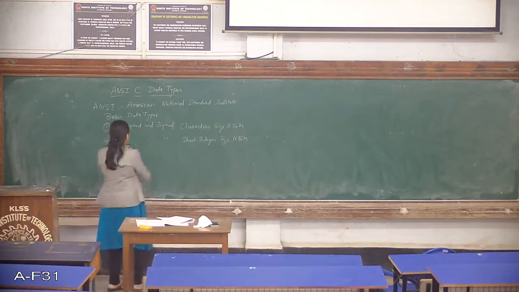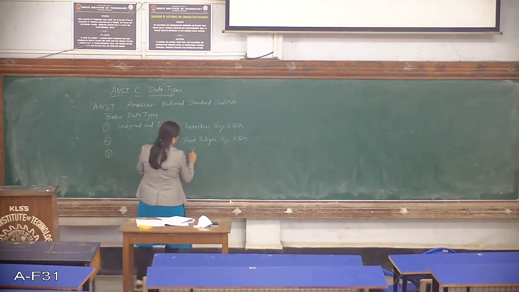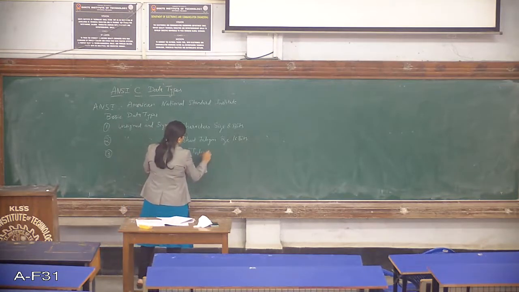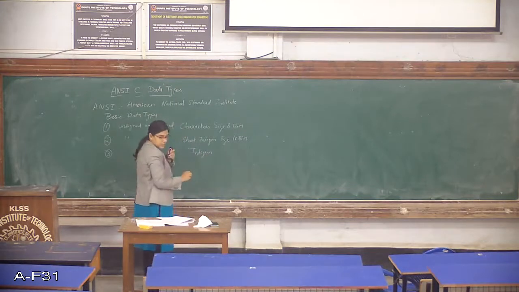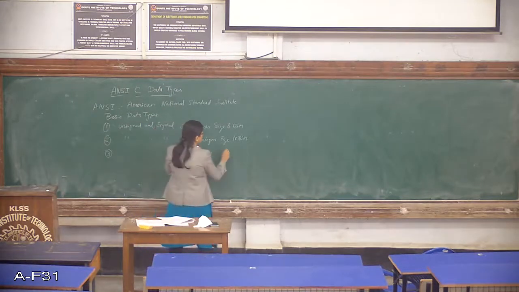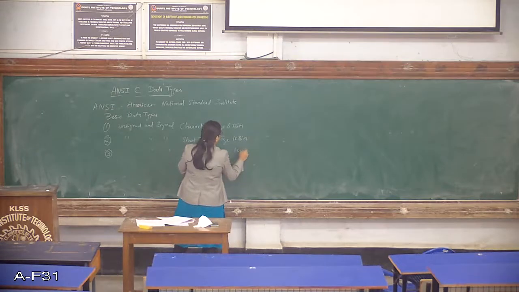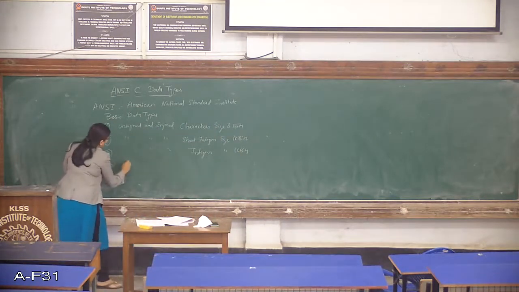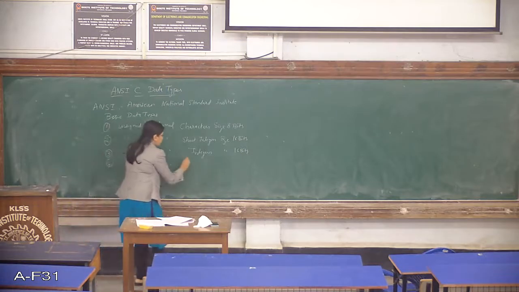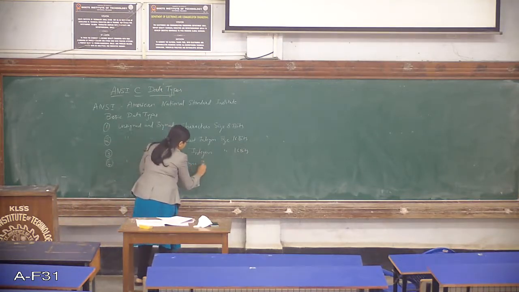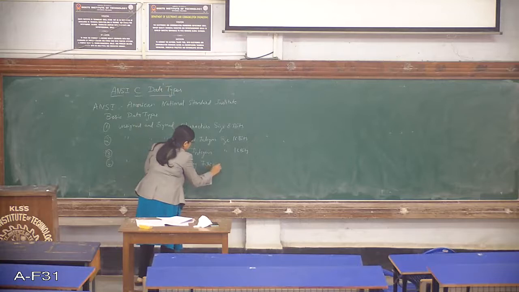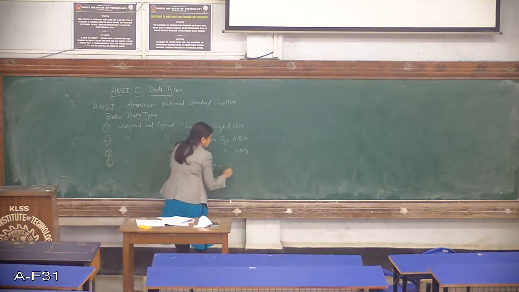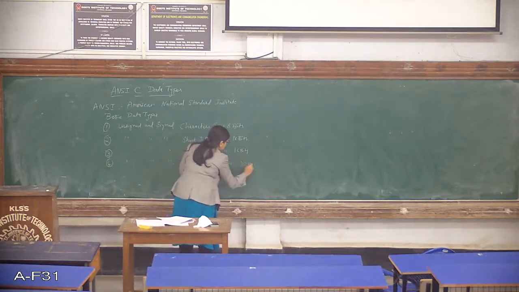For integers, the size is again 16 bit. Next, coming to unsigned and signed long integers, the size of this is up to 32 bits.